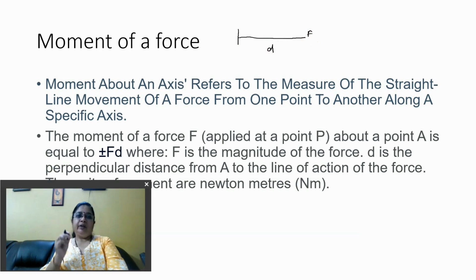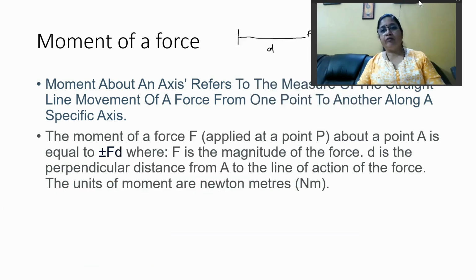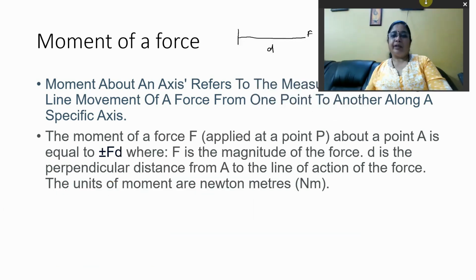So generally, the moment of a force about an axis creates a motion about that specific axis, and you will give it as force times distance. This is how you define moment of a force. Now let me speak about moment of a force about a point.